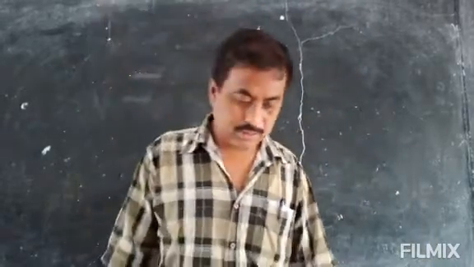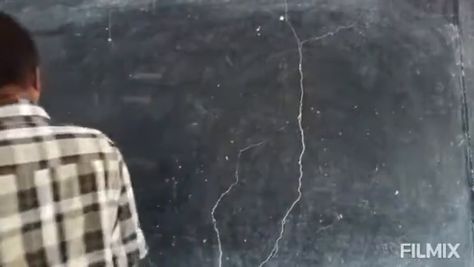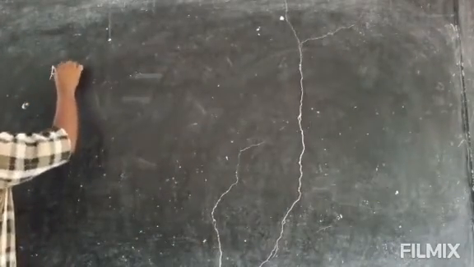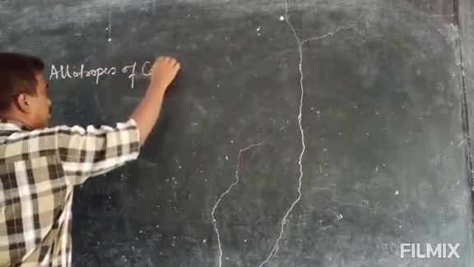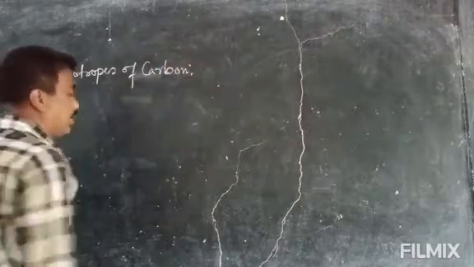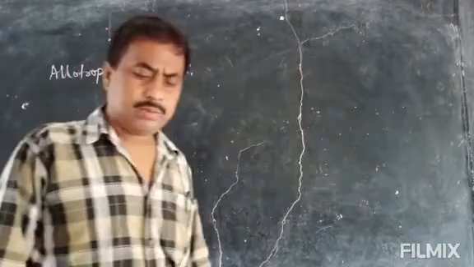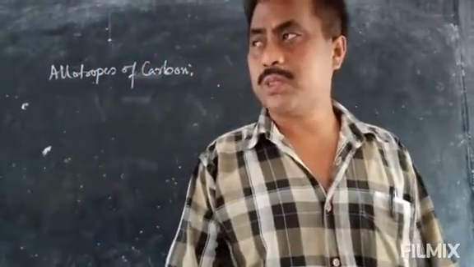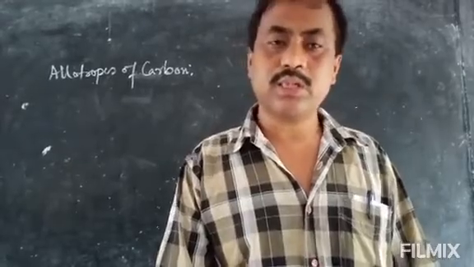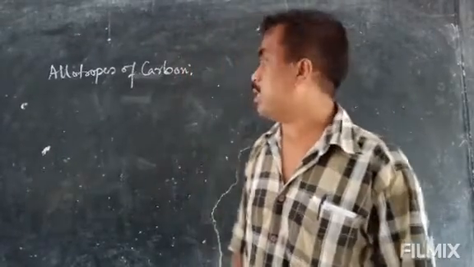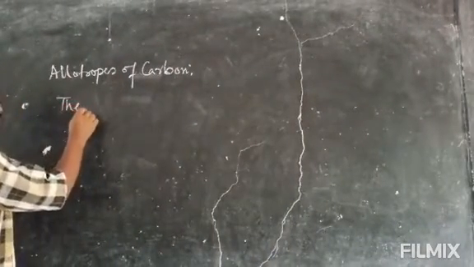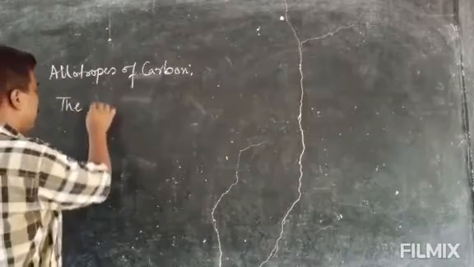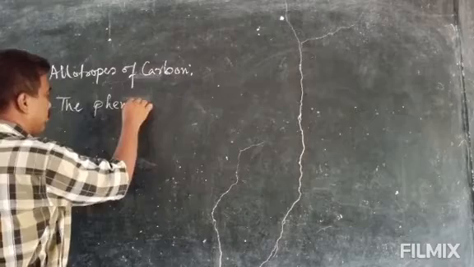Now we will discuss the allotropes of carbon. Allotropy is the phenomenon of an element existing in one or more forms. So allotropy is nothing but the phenomenon, that means the power of existing in more than one form. That is what we call allotropy.